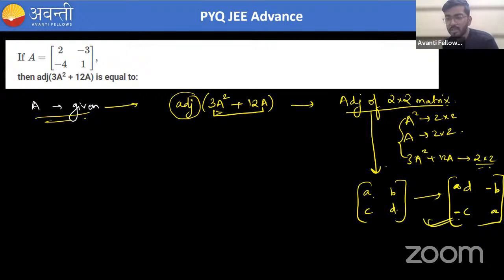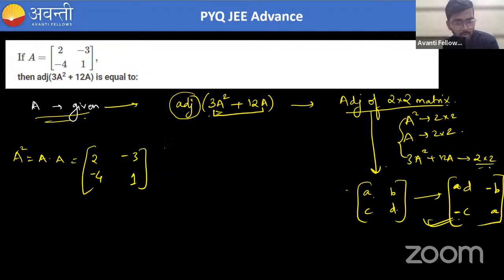So this generally gives us the adjoint of a 2 into 2 matrix. This is the trick that you can apply to get to the answer. But before getting the answer, we will have to find out the values. So to find A square, I am writing A into A, which is 2, minus 3, minus 4, 1, and again 2, minus 3, minus 4, 1.